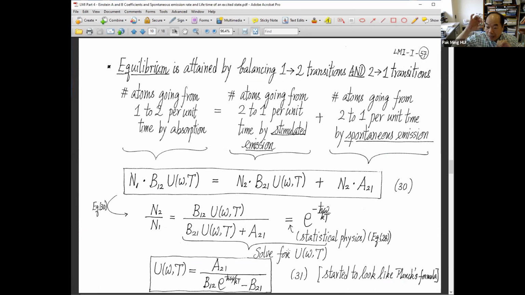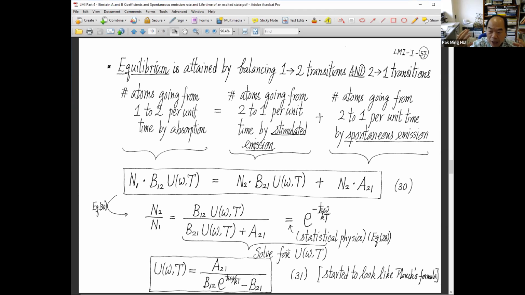Our system has atoms that can be in level 1 or level 2, constantly interchanging energy with the surrounding EM background. Therefore, let's look at what equilibrium means. Equilibrium actually is a dynamical situation. At every moment, atoms will be excited up. They will do emission, either spontaneous or stimulated, and come down.